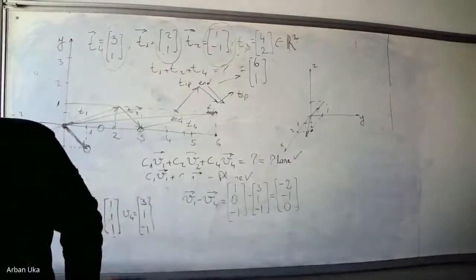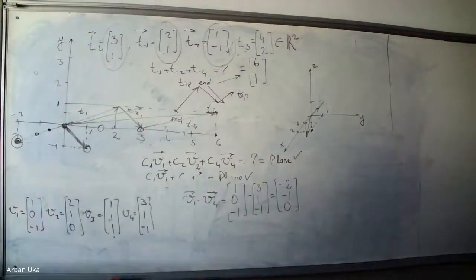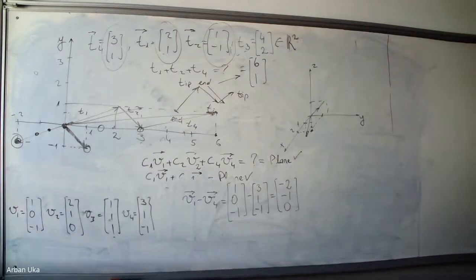The same way we can define also the subtraction, because subtraction is just that one of the vectors is multiplied by -1, and we carry on the addition after we multiply by -1.